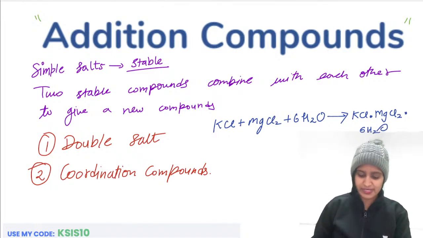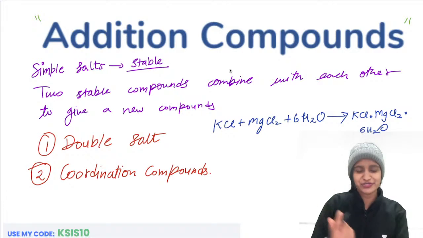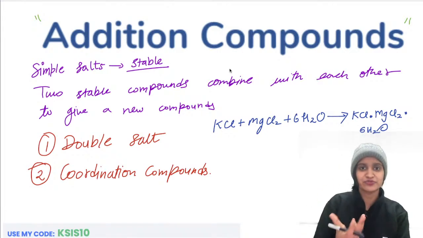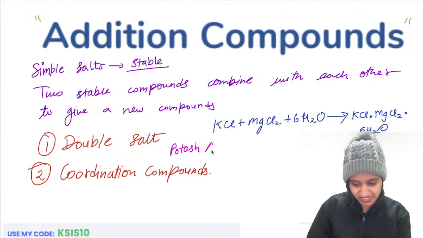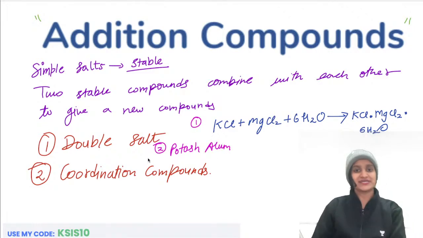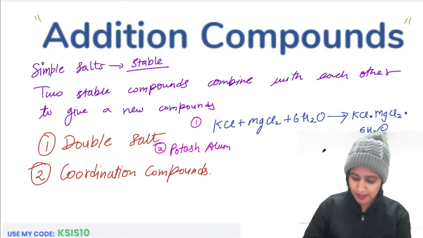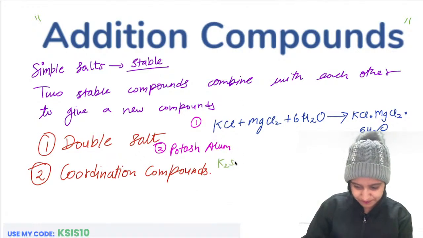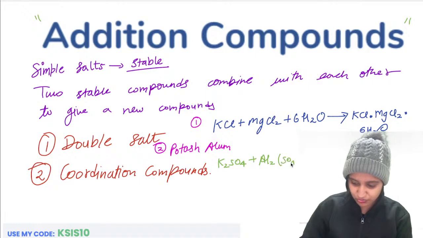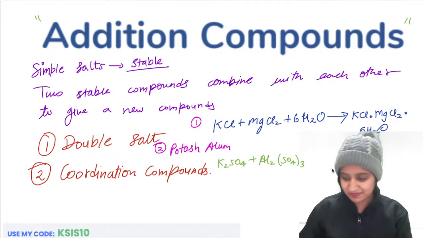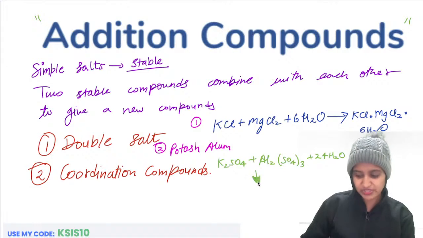Another example is alum, which the barber uses after shaving. It is called fitkari in Hindi. So potash alum is another example. It is an addition compound. We use potassium sulfate, K2SO4, and aluminium sulfate, Al2(SO4)3, in the presence of water molecules, 24H2O in this case. They also combine to give you potash alum.